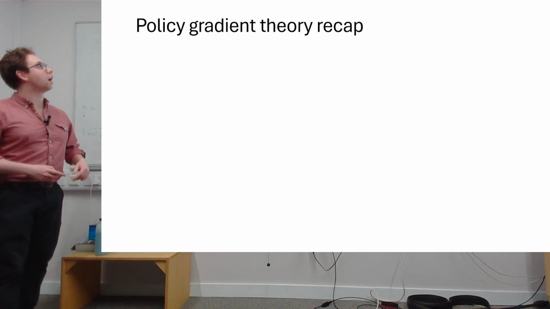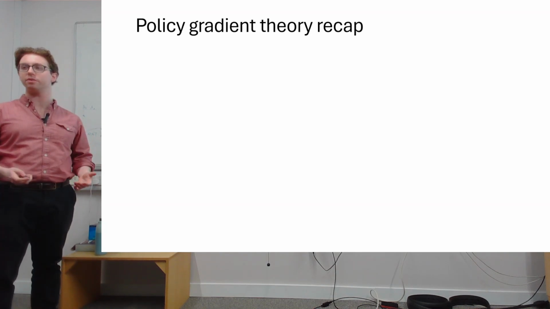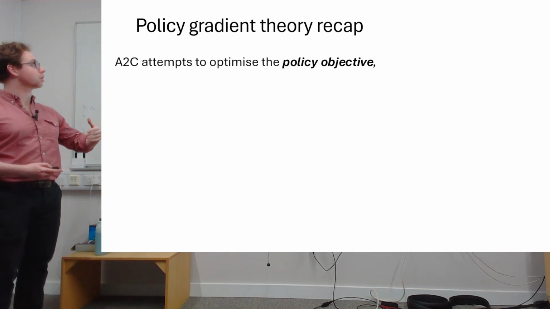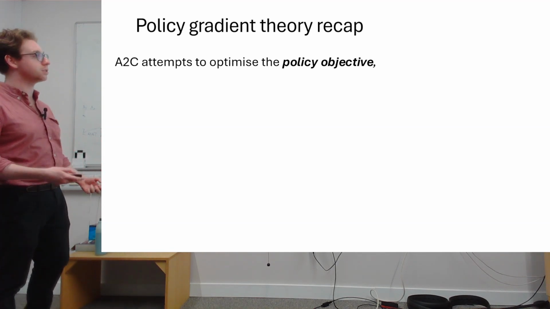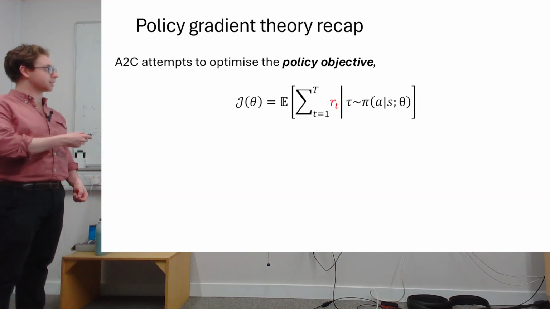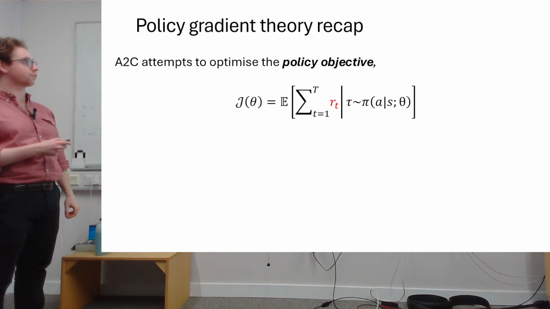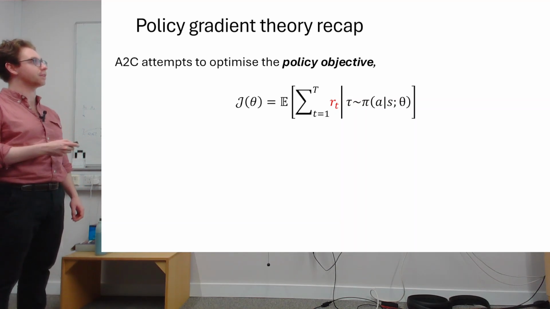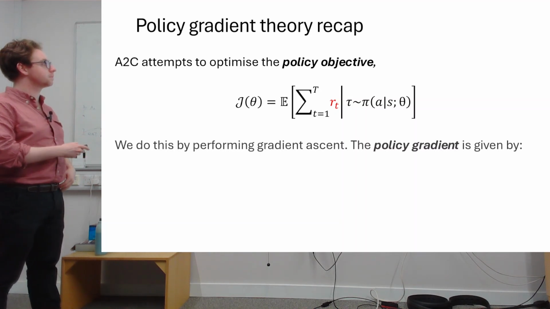All right, so let's briefly recap policy gradient theory. This is all stuff from our lecture on A2C, advantage actor critic. We're just going to recap it now. A2C attempts to optimize the policy objective, which has come up both in the A2C algorithm and in the PPO algorithm. It is calligraphic J, the expectation over trajectories sampled according to your policy of the return, the sum of all rewards across that trajectory. And this is the thing that you ultimately care about.